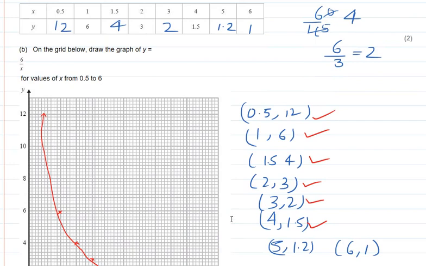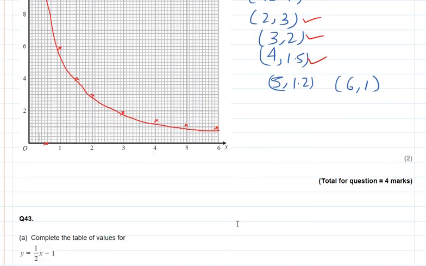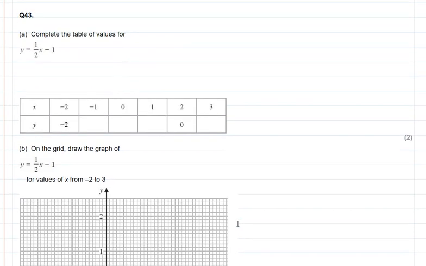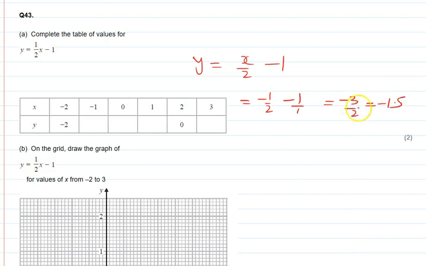Okay, so next question number 43. Complete the table. Here is given y equal to x by 2 minus 1. If we put minus 1 here, it will be minus 1 by 2 and minus 1. So minus 1 and minus 1 by 2, if we simplify, it will be minus 1 and minus 2, that is minus 3 over 2, that is minus 1.5.